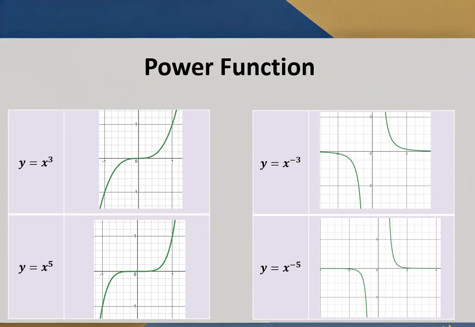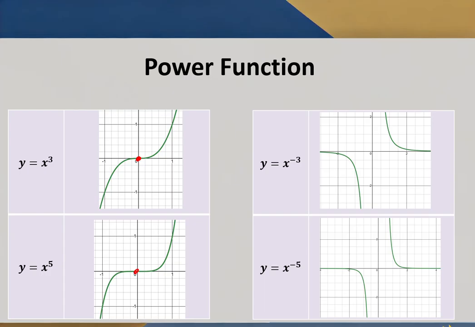The ones that we've looked at before are our basic polynomials, where we know when we've got y equals x to the power of 3, it is going to have a stationary point right here at the origin. Same with x to the power of 5.